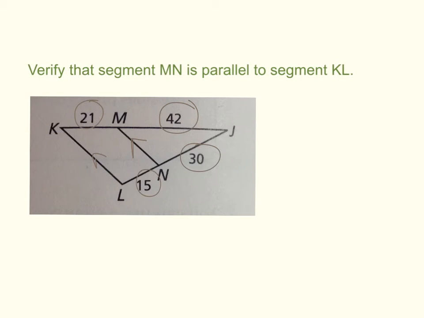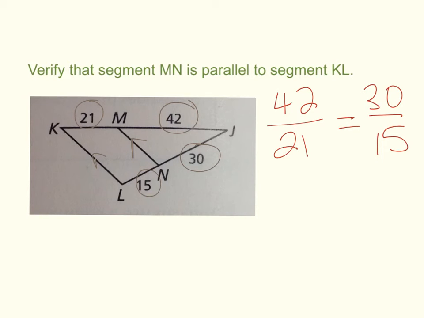So let's set that up. I have 42 over 21, the proportion set up with this side, equals 30 over 15. Now if this proportion is true, then I can say that MN is parallel to KL. So let's see if we can check it. 42 over 21 reduces to 2. 30 over 15 reduces to 2. That's a true statement, so we can in fact say MN is parallel to KL. Alright, so that's it for that one. That's the whole thing that we use it for.